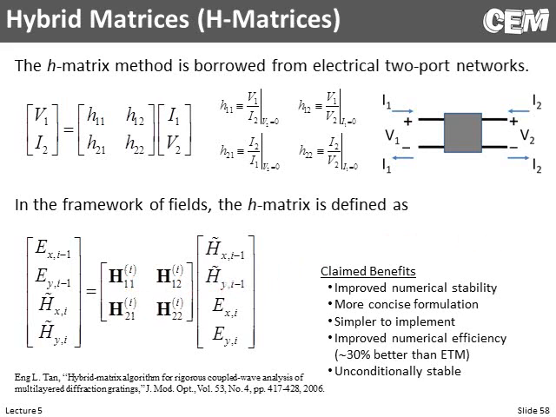Supposedly it's a bit more stable than scattering matrices. I'm not sure I believe that one. They say it's a more concise formulation, maybe. They say it's simpler to implement, maybe. I don't know. They say it's about 30% better than the enhanced transmittance matrix method. That's hard to believe because that's a pretty fast algorithm. And it is unconditionally stable. I believe that one. And all of these may be true. I just don't have any experience to draw from to confirm that.